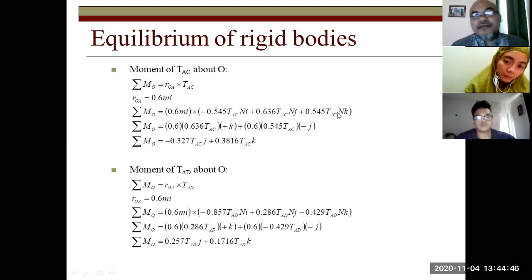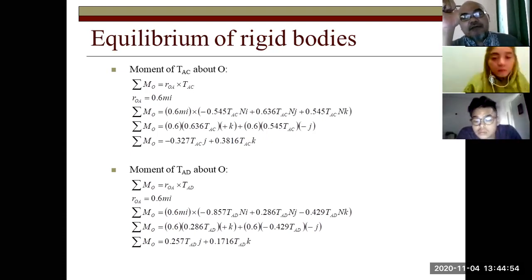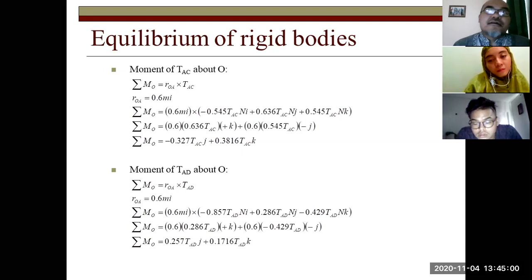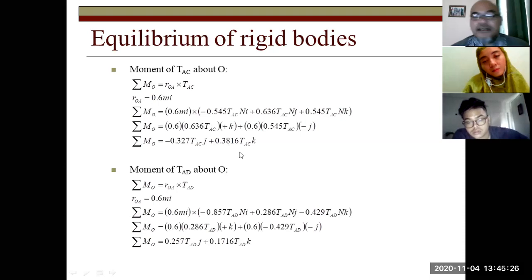And I cross K, using the right hand rule of thumb, I cross K will be equal to minus J, right? I cross K equals minus J, towards the negative y-axis. That's why it is minus J. 0.6 meter times 0.545 TAC Newton. So from here we obtain negative 0.327 TACJ plus 0.3817 TACK. So the TAC is still unknown.